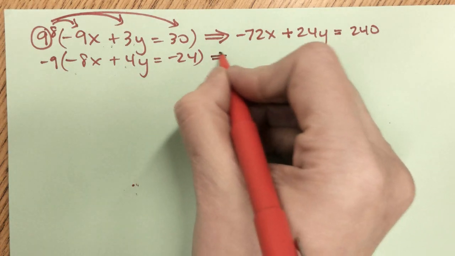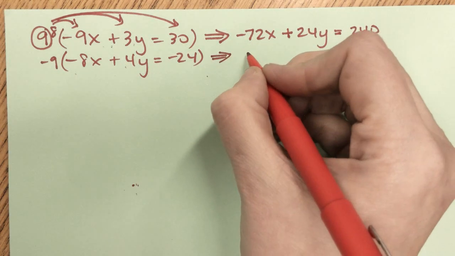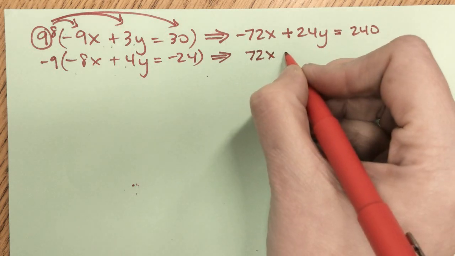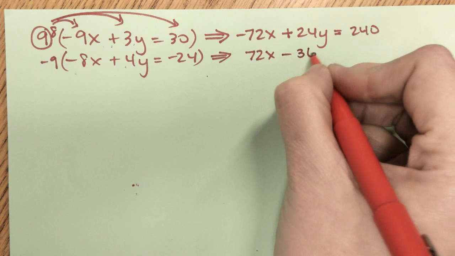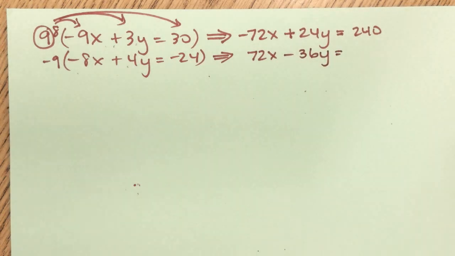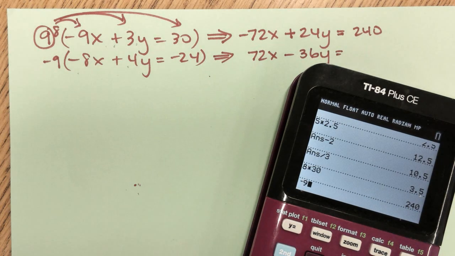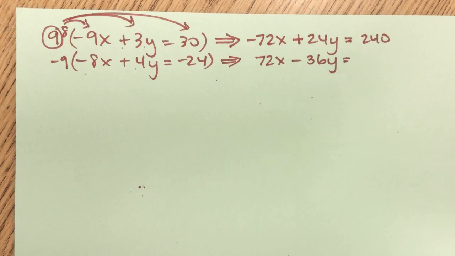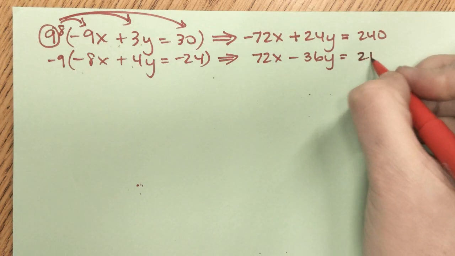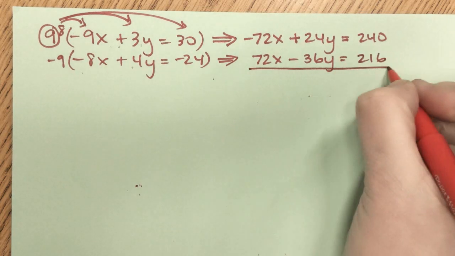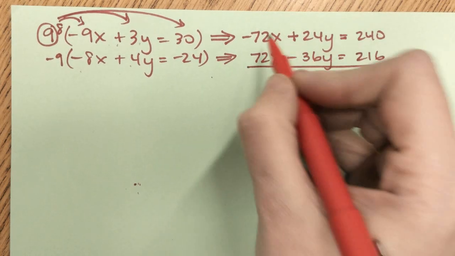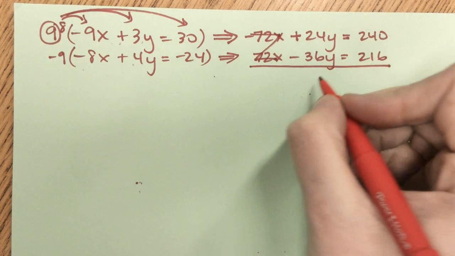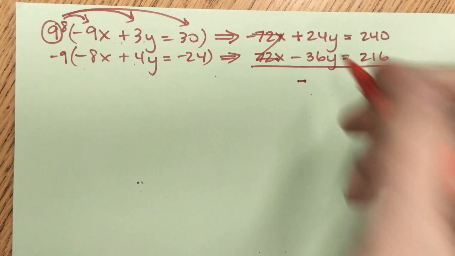Now, let's see what we get for this one. Negative 9 times negative 8 is positive 72x. Negative 9 times negative 4 is negative 36y. Negative 9 times 24, oh, it should be negative 9 times negative 24, so that would be positive 216. Okay, all right. This zeroes out. 24y minus 36y is negative 12y.